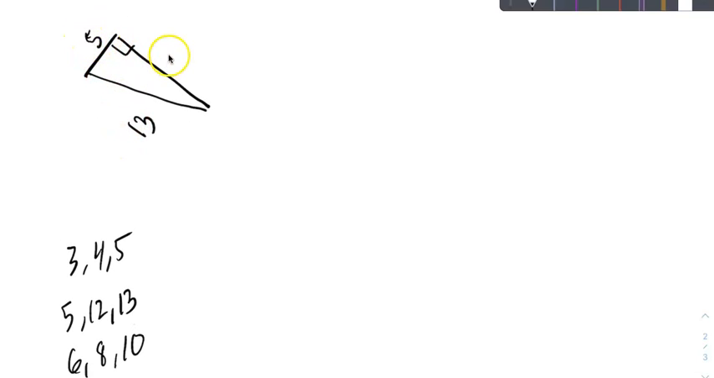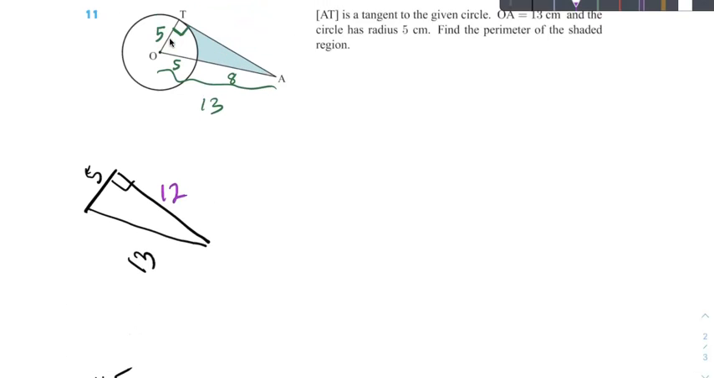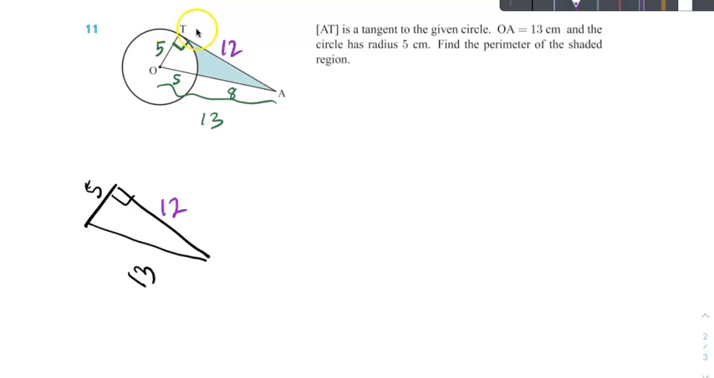It's going to be 5 squared plus b squared equals 13 squared. You're going to get 169 minus 25 is 144, and the square root of 144 is 12. So this side right here, I'm telling you right now, is 12. So we have the 12, we have the 8. All we have to find now is this arc length.